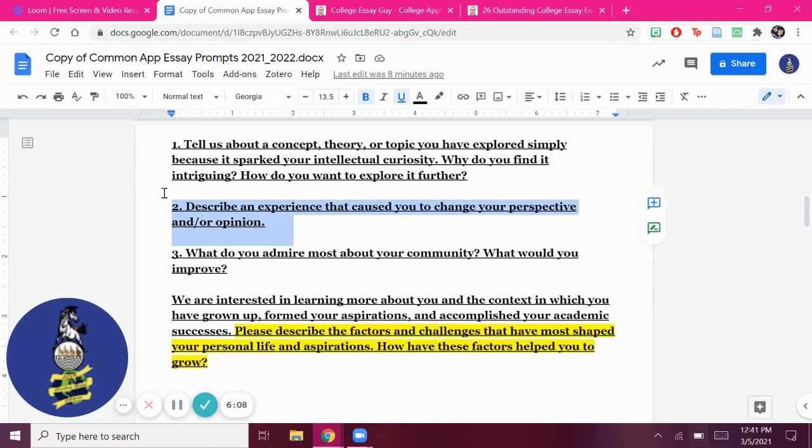2, describe an experience that caused you to change your perspective and or opinion. So this is sort of talking about those formative experiences, which is what a lot of college essay prompts are focused on. And number 3, what do you admire most about your community? What would you improve? So this sort of touches on the topic of leadership.